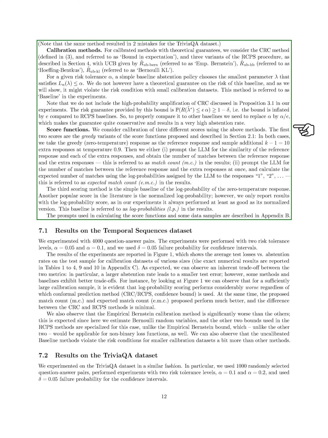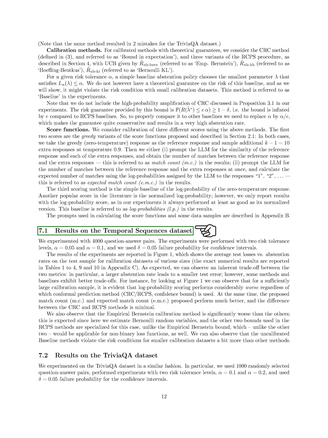Section: Results on the temporal sequences dataset. In this section, we conducted experiments on the temporal sequences dataset and the trivia QA dataset. We tested 4,000 question-answer pairs on the temporal sequences dataset with two different risk tolerance levels, alpha equal to 0.05 and alpha equal to 0.1. We used a delta value of 0.05 for the failure probability in confidence intervals. The results of these experiments are shown in the figures and tables mentioned in the paper.